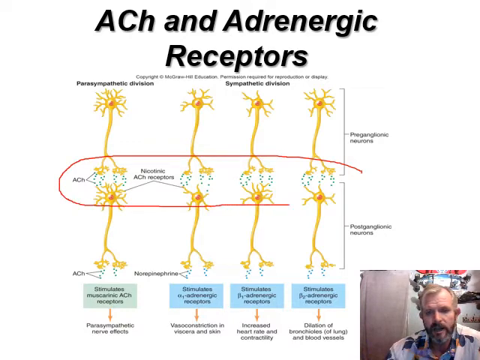It's going to all act on nicotinic receptors on these postganglionic neurons, and you can see acetylcholine getting released by the parasympathetic postganglionic neuron, and norepinephrine. And you see here is an example of some of the different subtypes of the adrenergic receptors and some of the effects here.